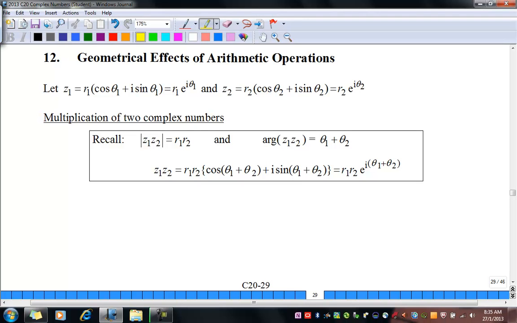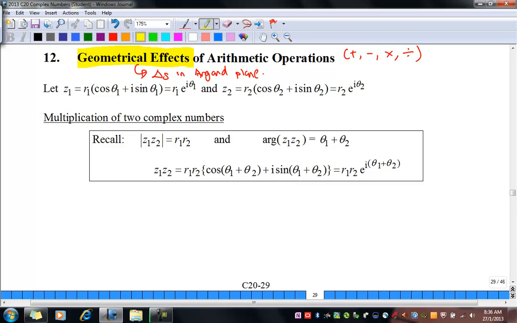In this section, we are going to study the geometrical effects of arithmetic operations on two complex numbers. So basically, we are going to study how arithmetic operations like plus, minus, times, divide change the way my complex number looks in the Argand diagram. So we are looking at changes in the Argand plane. So let us begin with a simple case.